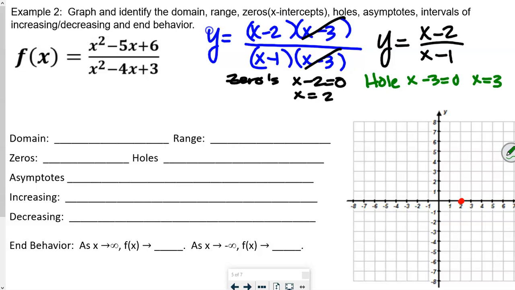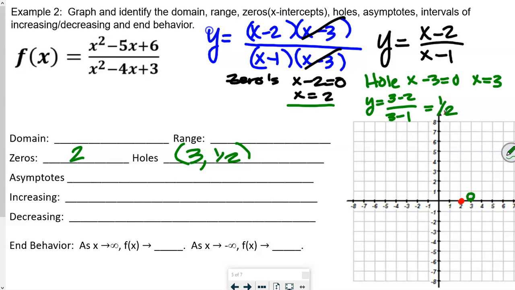Then we put that value 3 into the equation. So y is equal to 3 minus 2 over 3 minus 1. That's going to end up being 1/2. So our zero was at 2, right here, and our hole is at 3, 1/2. Let's go ahead and plot those points. We got a zero at 2, we already plotted that one. Let's plot our hole now. Is it 3, 1/2, right? So it's kind of right there, somewhere in the middle.